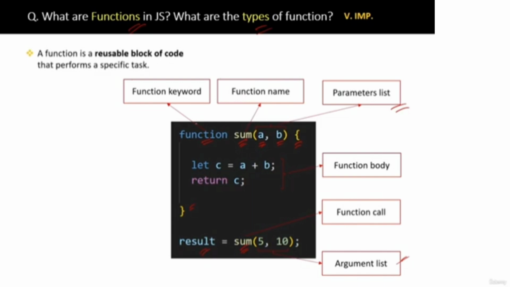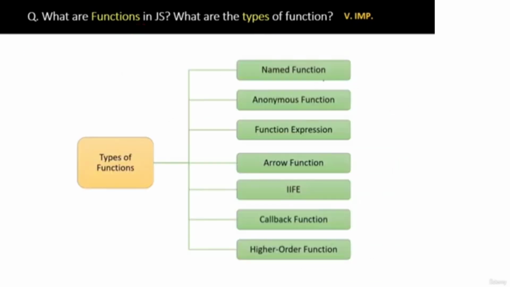Now in JavaScript, we have many types of functions, and here is the list of functions. Named functions, anonymous functions, function expressions, arrow functions, IIFE, callback functions, and higher order functions. In upcoming questions, we will compare each and every function, the differences between them, and when to use which function in real world applications, that also we will see.